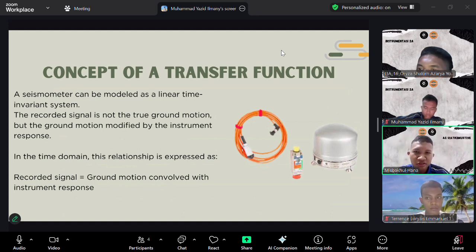Linear time invariant system concept. A seismometer can be modeled as a linear time invariant system, meaning its response does not change over time. The recorded signal is represented as ground motion modified by the instrument response through convolution.